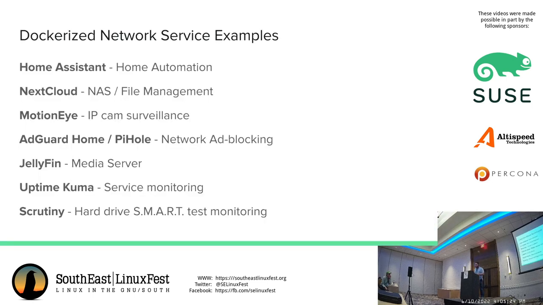Here are a few network services that I'm running in Docker containers on my network. I've got Home Assistant for home automation, Nextcloud for NAS and file management, MotionEye for IP cam surveillance. I'm using AdGuard Home currently as my network ad blocking solution, though I've used Pi-hole in the past as well. I have Jellyfin as a media server, Uptime Kuma for monitoring my network, different services and network links. There's a tool called Scrutiny that regularly performs SMART tests on your hard drives, which is useful for my NAS, and will show the results as well as how important each of the metrics that test produces is.